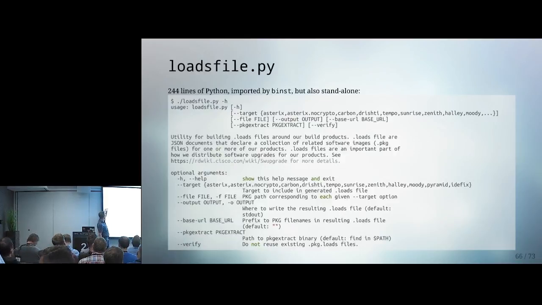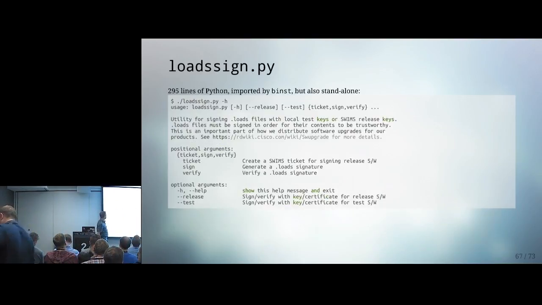So here basically is a script for creating those loads files I talked about. Basically, the script itself is 240 lines of Python imported by binst, but you can also run it standalone to create loads files when you're debugging. And okay, what if I wanted to make a loads file that's sort of formed like this instead? Then you can just run the loads file script directly. And it has a nice command line interface, all documented with the same techniques that I just showed you.